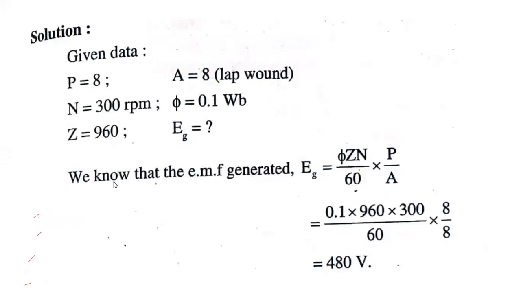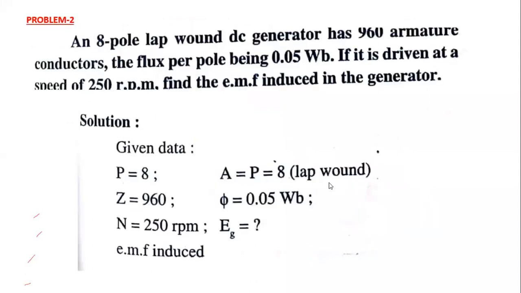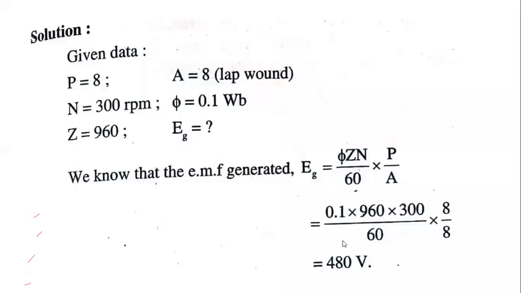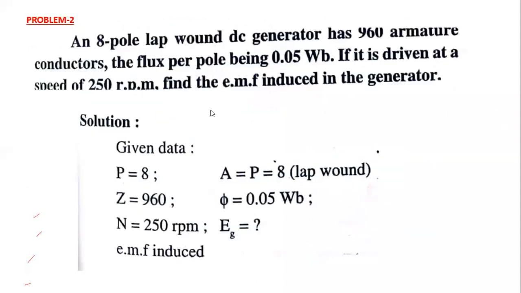Okay, we know that the EMF generated EG is equal to phi Z N by 60 into P by A, where P is the number of poles. And the value for that EG is equal to 480 volts. This is the EMF generated in the case of a DC generator. Next, coming to the second problem.